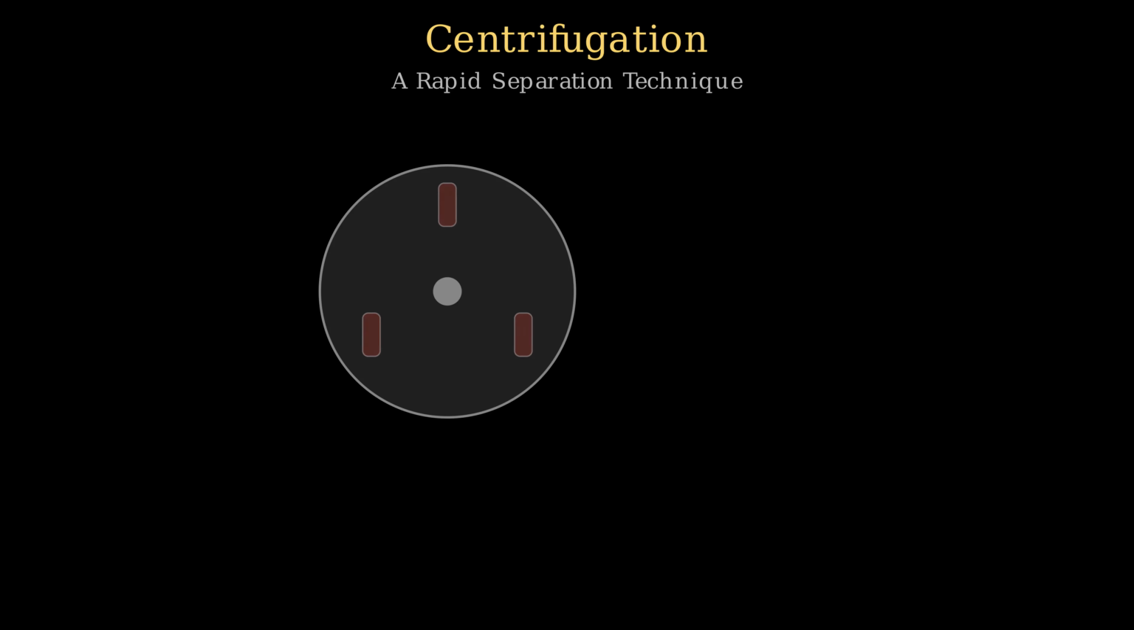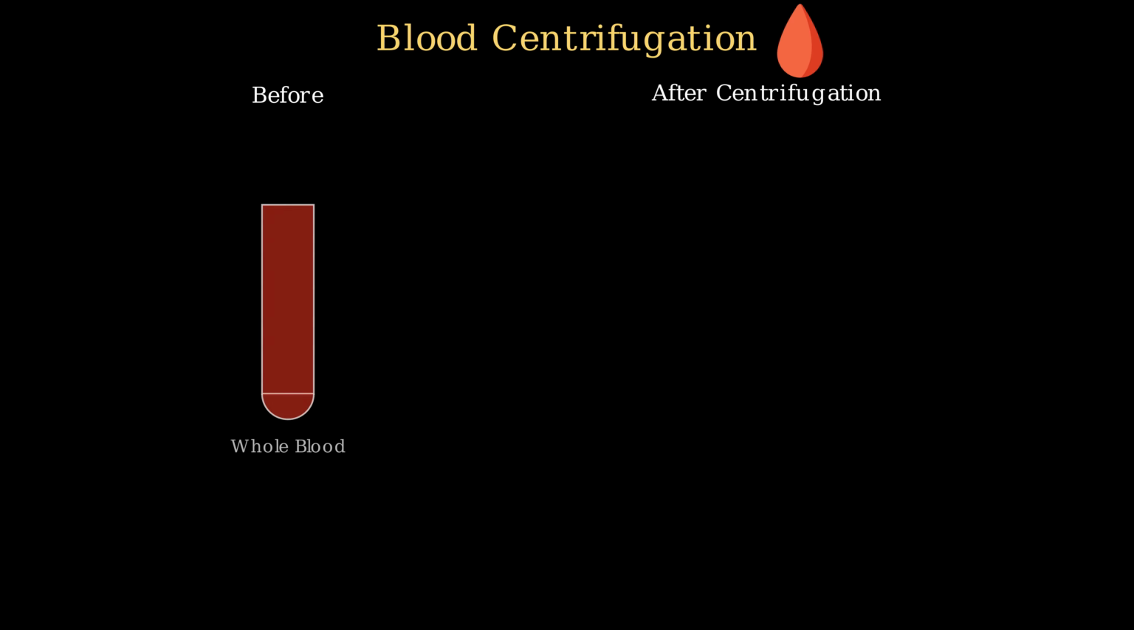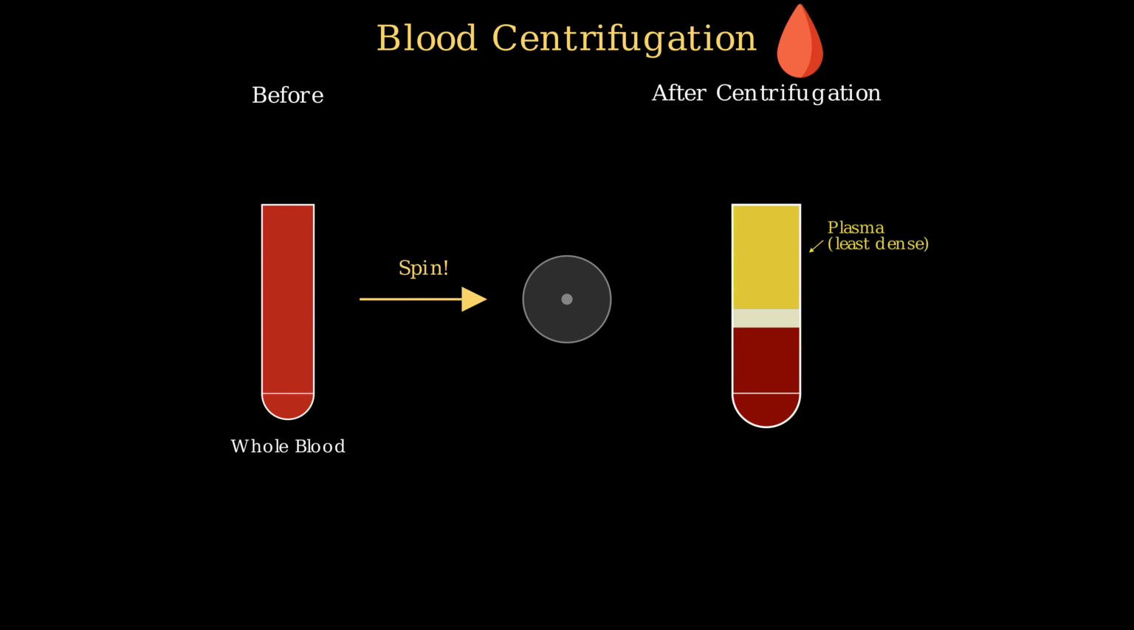Centrifugation is a separation technique where we spin a mixture rapidly. The spinning creates a centrifugal force that pushes denser particles outward and downward, making them settle much faster than they normally would. A common example is separating blood into components. Blood contains red cells, white cells, and plasma. When blood is centrifuged, the denser red cells sink to the bottom fastest, white cells settle above them, and the lightest plasma floats on top.